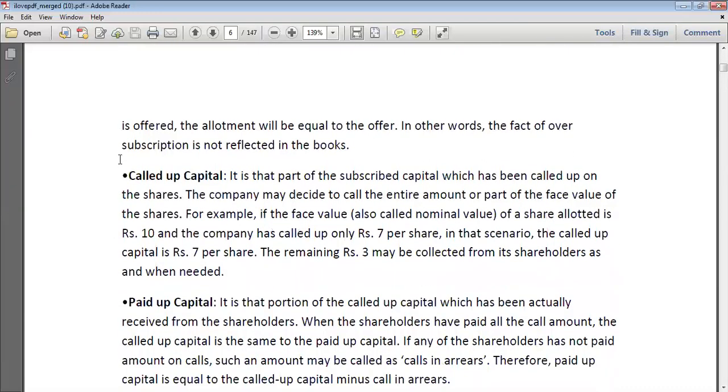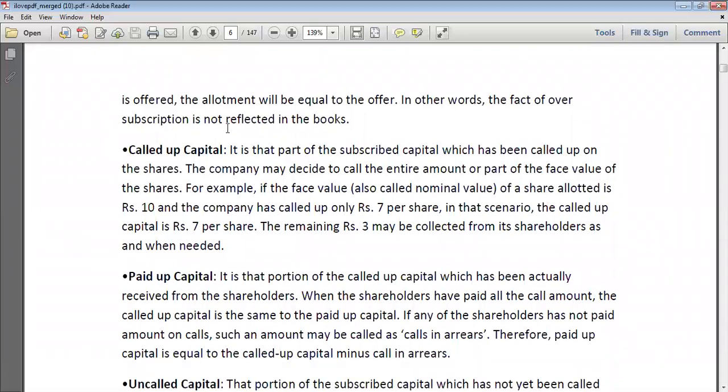Okay, now the next part is called up capital. What is called up capital? It is the part of the subscribed capital which has been called up on the share. The company may decide to call the entire amount or part of the face value of the share. Sometimes a company divides the face value of a share into several parts. Some money it calls on application, some on allotment, some on first call and second call. So the company divides the face value of a share into various parts: application, allotment, first call, final call. These parts are known as calls.